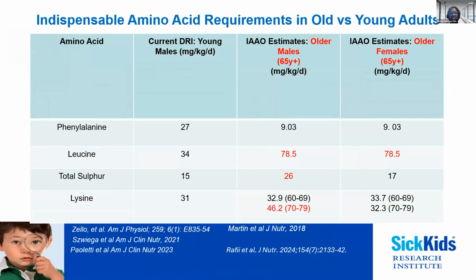And as you can see from this table, the leucine requirement of younger adults and the current recommendation is 34, but it's 78, close to 80 for older adults. The sulfur amino acid is 15, it's 26 in older males, 17 in older females, and the lysine requirement is 31, but in older adults, it's much higher, especially in the older females.